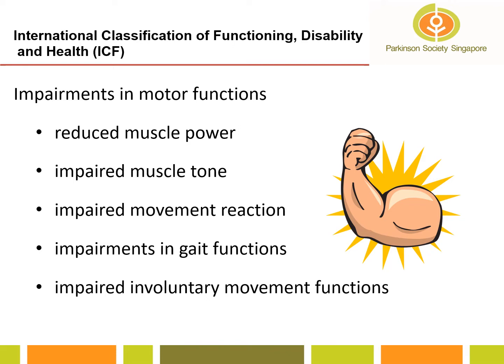This is very common. They may have freezing, they may have reduction in arm swing, some reduction in trunk rotation, slowness in their gait speed. They may have hypokinesia as well. And another common impairment will be impaired involuntary movements. We are talking about things like having tremors or even having dyskinesia. And all this information can be picked up when you are performing your objective assessment.